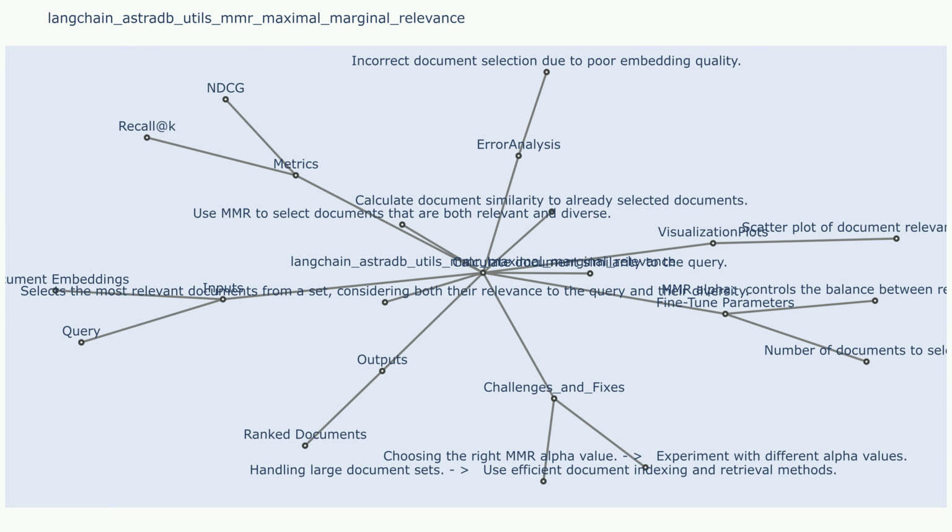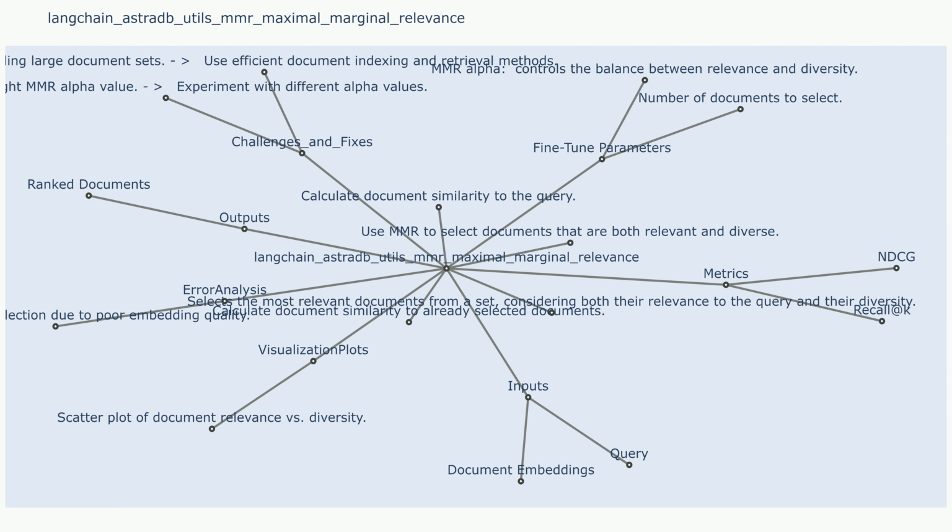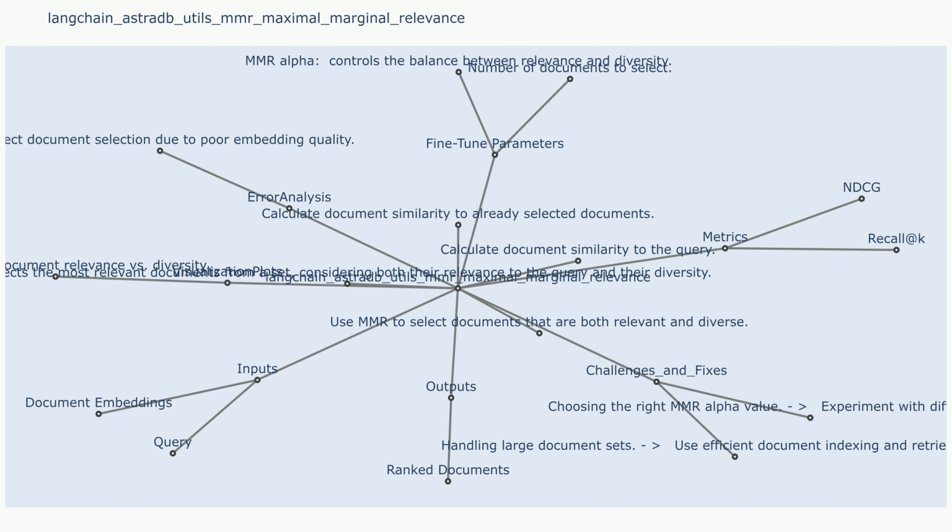Challenge 1. The MMR algorithm can be computationally expensive, especially when dealing with large document sets. Sample use case that resulted in challenge 1: selecting documents from a large corpus of text for a complex query. Fixes to challenge 1. Optimize the similarity calculations by using efficient indexing techniques. Use approximate nearest neighbor search algorithms to speed up the process. Consider using a smaller subset of documents for initial selection.